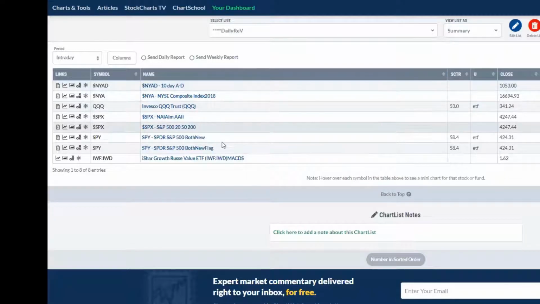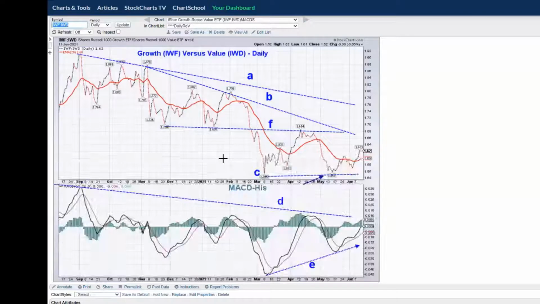So on the daily review, the last thing I want to look at is growth versus value. I still think a major top was probably completed last fall, but you can see growth is improving. When this is falling, value is outperforming growth. When it's rising, growth is outperforming value. We had a nice little potential bottom formation back in early May, and the rally has progressed a little further. The MACDs, et cetera, are suggesting that the ratio could get back up into this range.